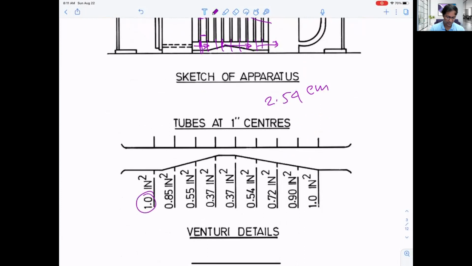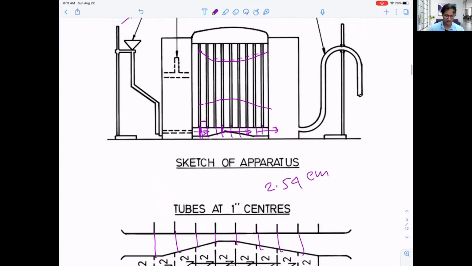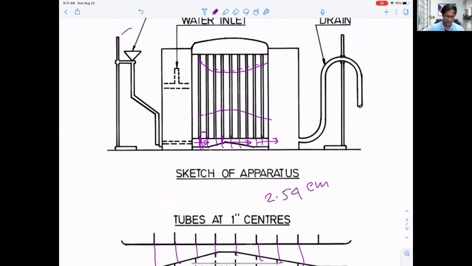So here at the beginning, we have 1 inch square, and then we have 0.85, 55, 37. These are the cross-sectional areas, right? If you see the section, it is this. This is how it's changing its section. So we'll apply our Bernoulli's principle everywhere, and we'll check if the pressure head is showing like this, if the velocity here is showing like this, because it is expected from the theory in order to keep the total energy constant.